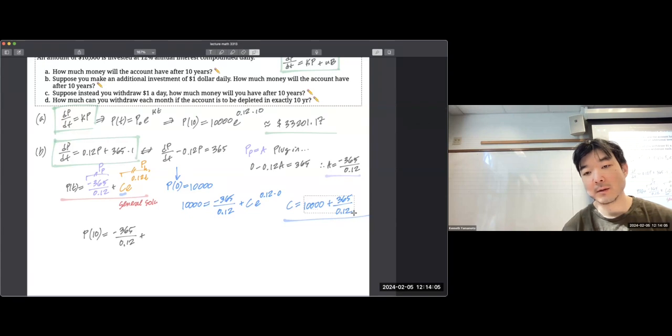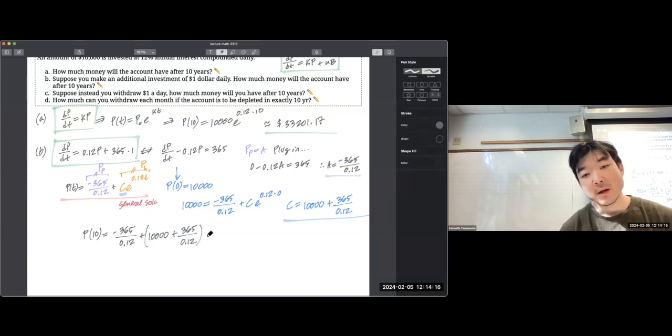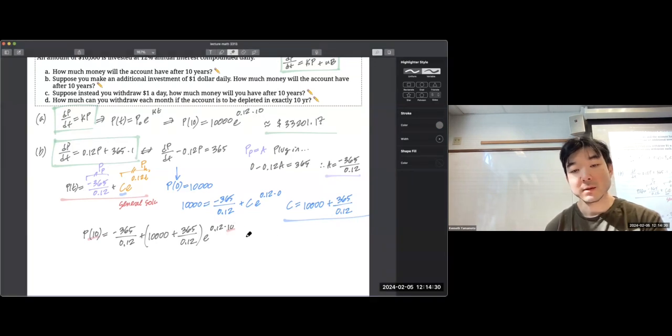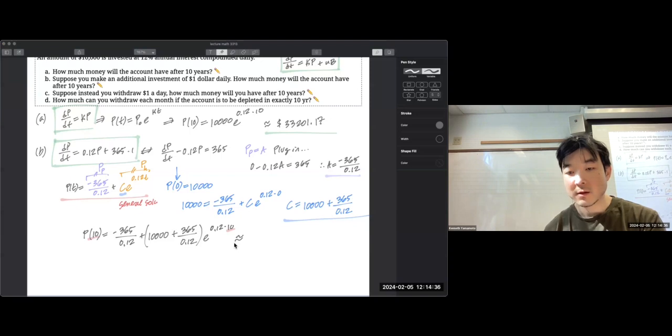So I'll just copy and paste it. This is your C, and that's all in parentheses. This is all your C, times e to the 0.12 times 10, right? Because clearly you're interested in when t is equal to 10. And of course, this is just something you've got to do on your calculator. And you'll get this.